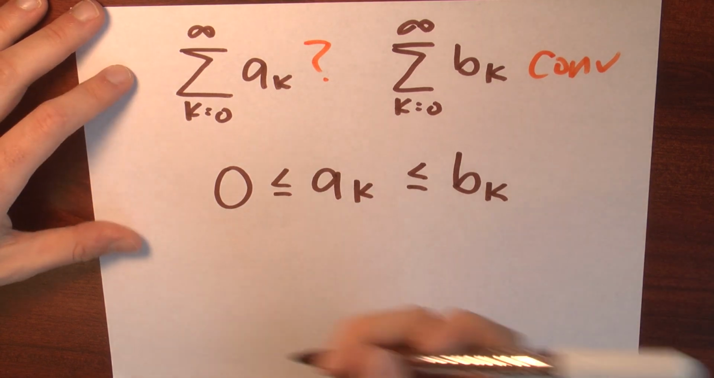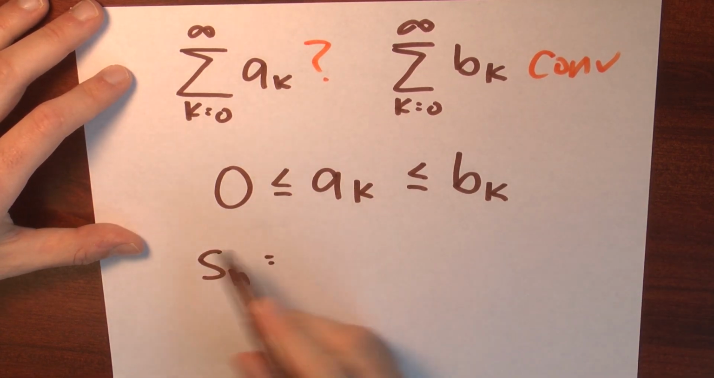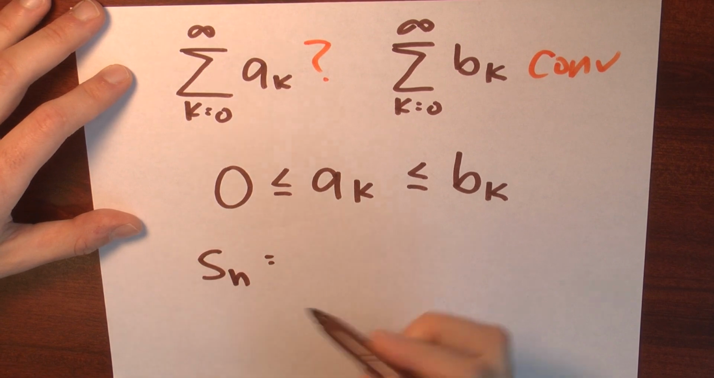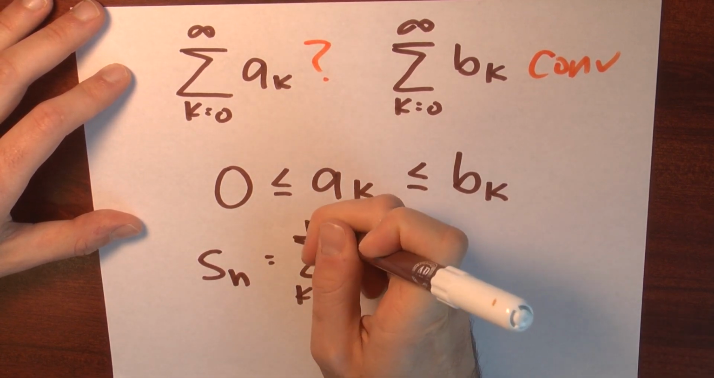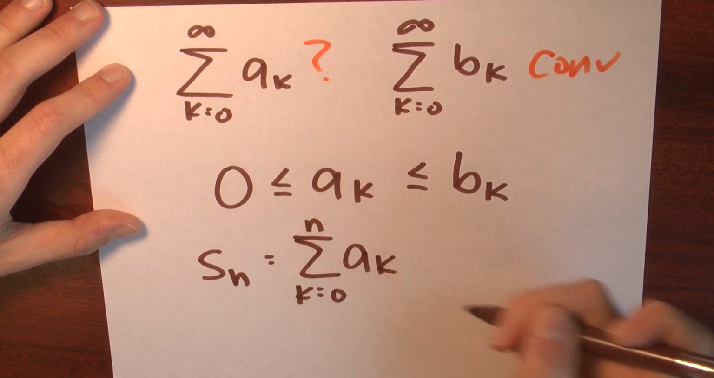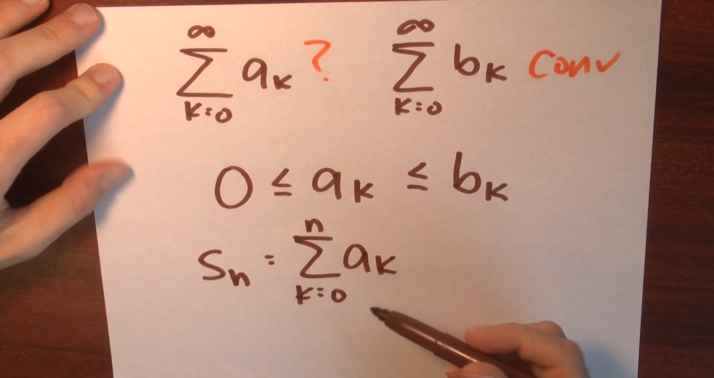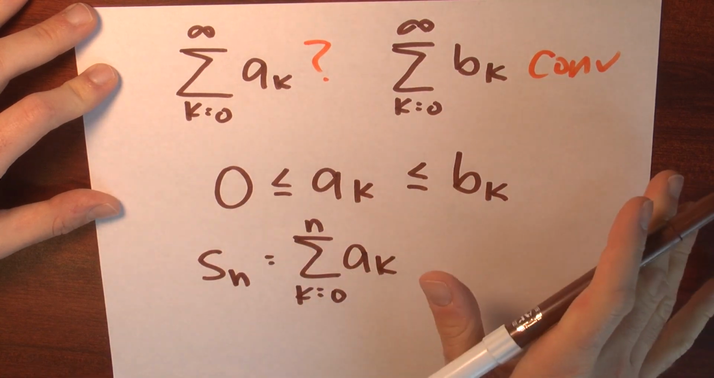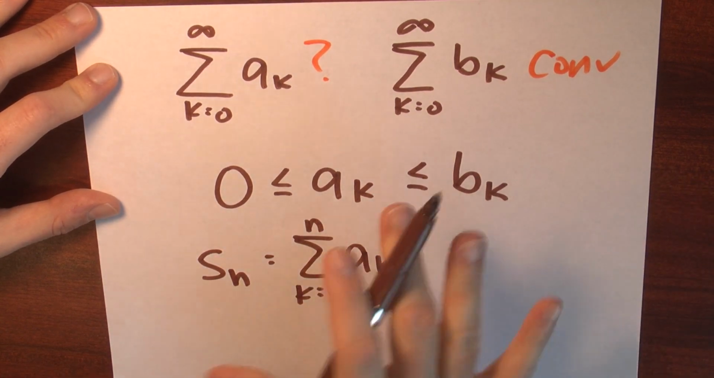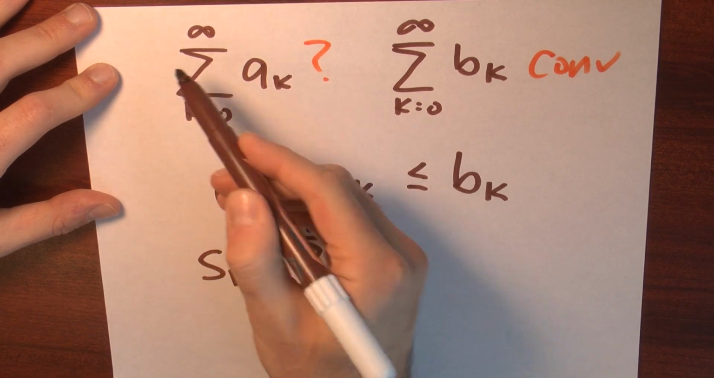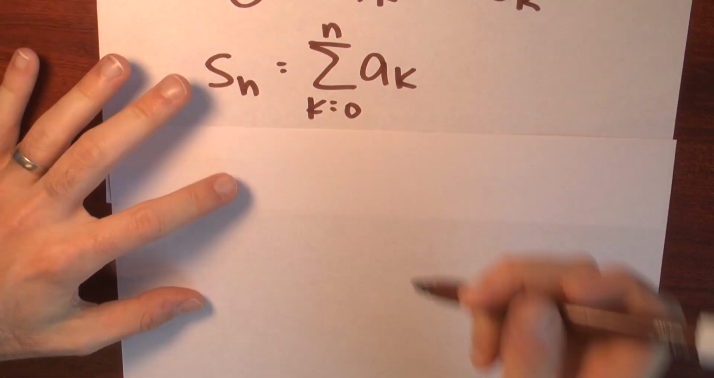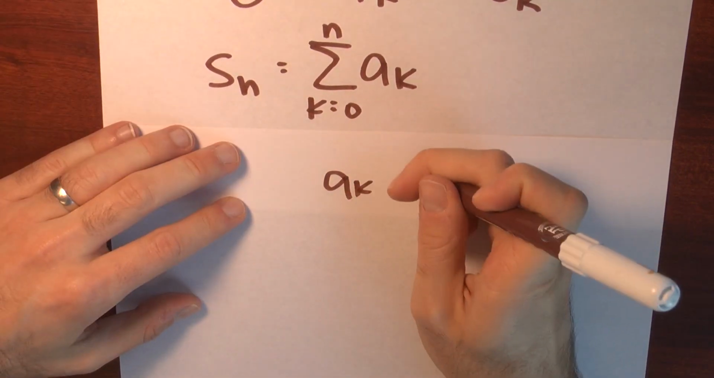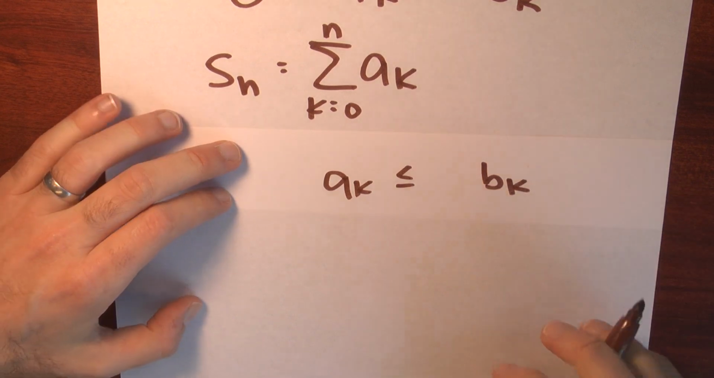Well, to study that question, I'm supposed to look at the sequence of partial sums. So that's S sub n is the sum of the terms k goes from 0 to n of a sub k. And now the whole question is whether this sequence converges, because the convergence of this sequence is exactly what it means to say that this series converges. What kind of sequence is that? Well, here's what I know. I know that a sub k is less than or equal to b sub k.